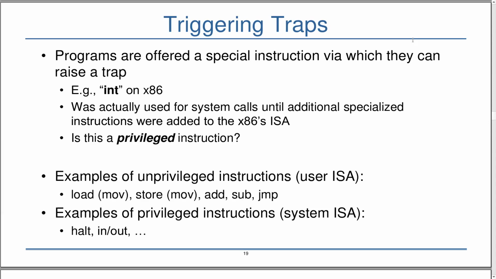So, examples of unprivileged instructions. This is the move instruction in assembly, which would load or store data. Typical arithmetic operations: add, sub, jump, whatever you have, right? Maybe multiply, divide. All of them are unprivileged instructions. There's nothing we shouldn't prevent a program from executing in that instruction. But then there are some examples of privileged instructions. We already mentioned call, in, out, and there are some others.